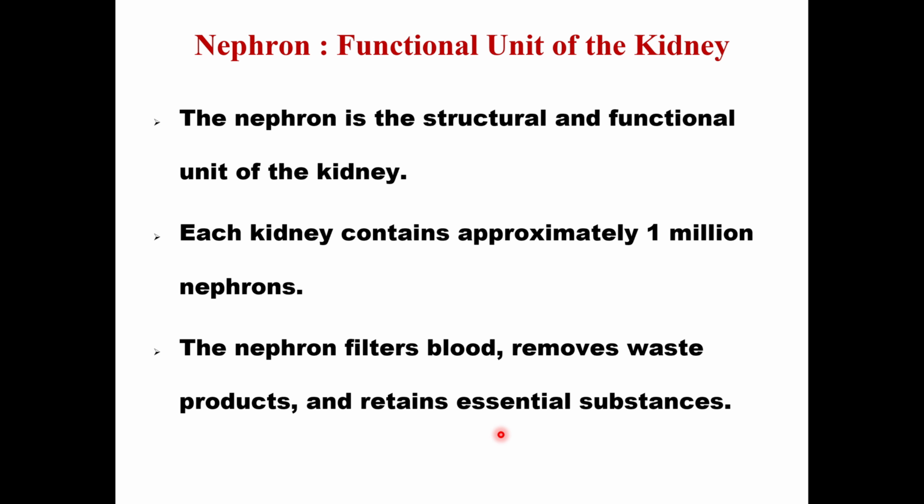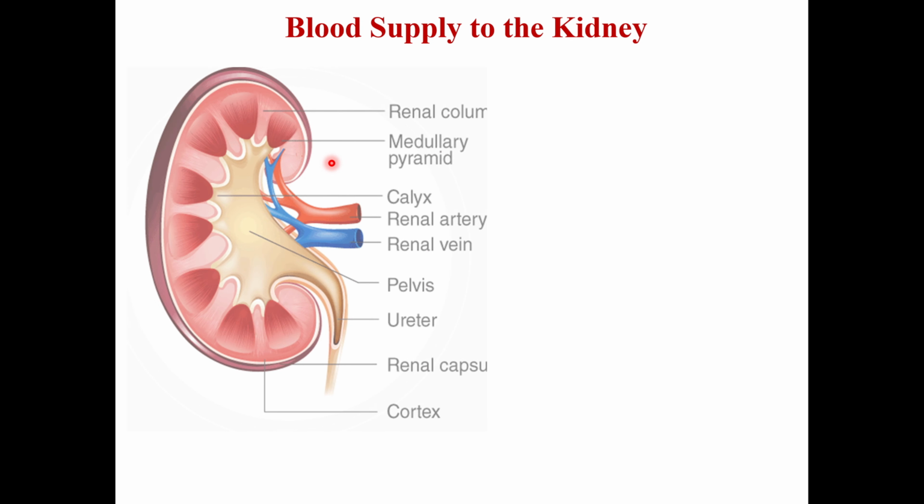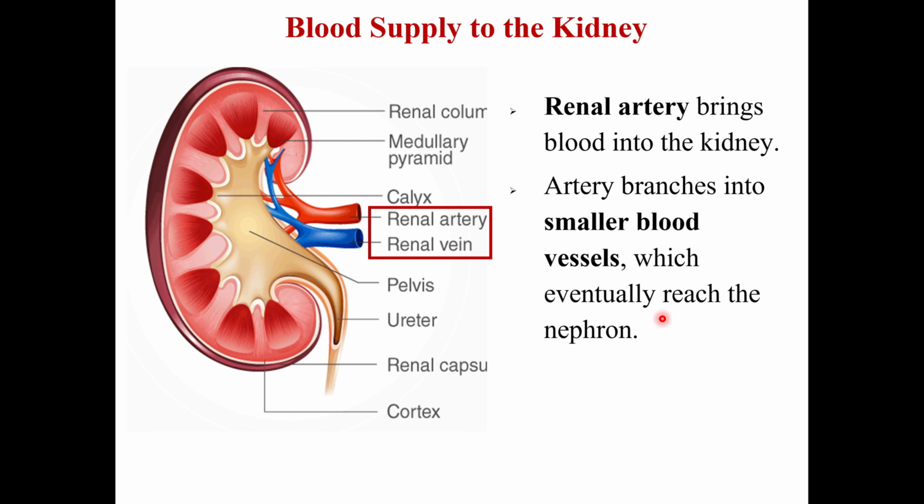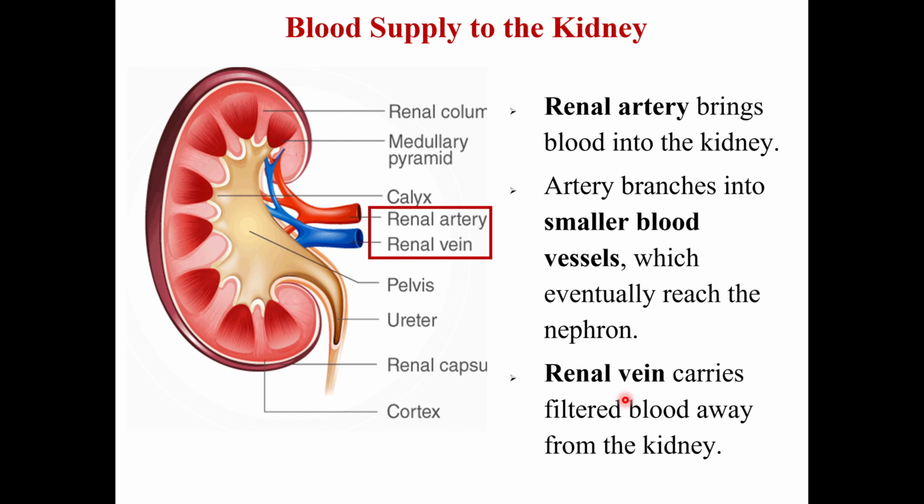Let's talk about the blood supply to the kidney. We can find the renal artery. You can see this area. This is the renal artery. This artery brings blood into the kidney. Inside the kidney, this artery branches into smaller blood vessels, which eventually reach the nephrons. Also you will find the renal veins, and the renal veins carry filtered blood away from the kidney. So this is the difference: the renal artery brings blood into the kidney, whereas the renal vein carries filtered blood away from the kidney.